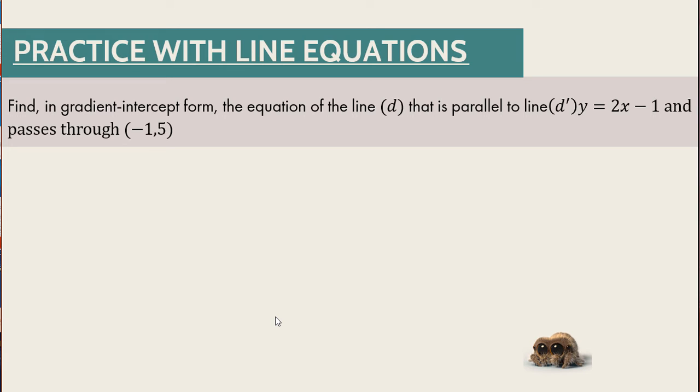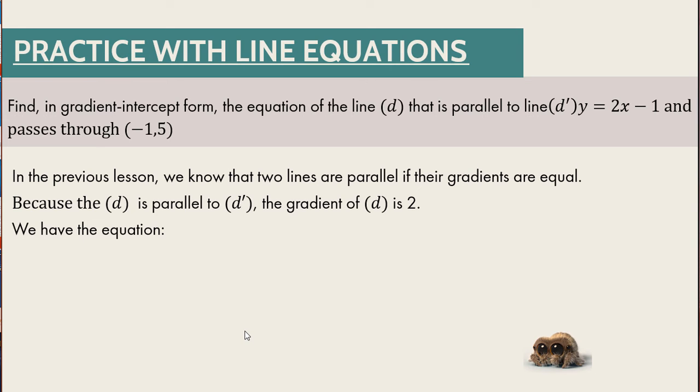And now is the second problem. Find in gradient intercept form the equation of the line D that is parallel to the line D prime, whose equation is y equals 2x minus 1 and passes through (-1, 5).